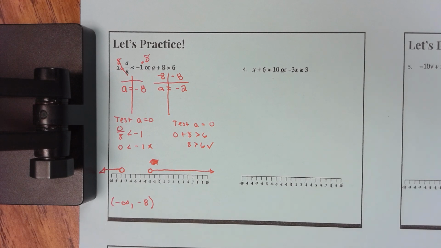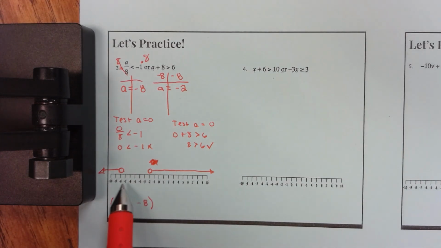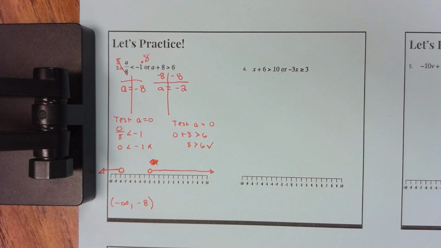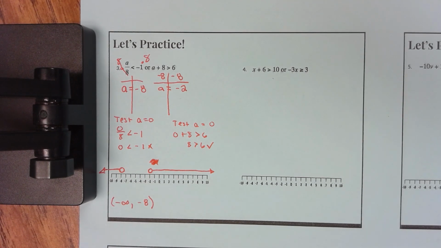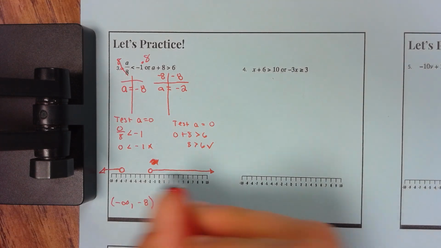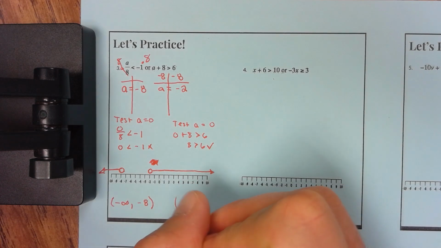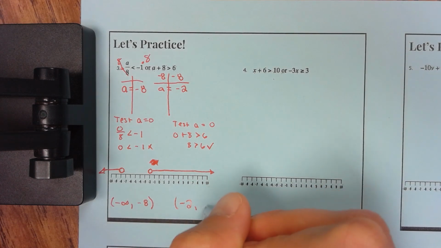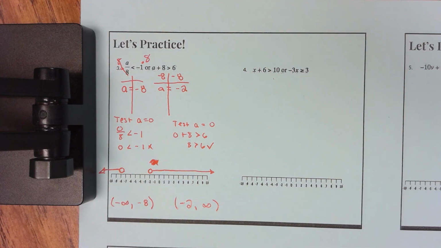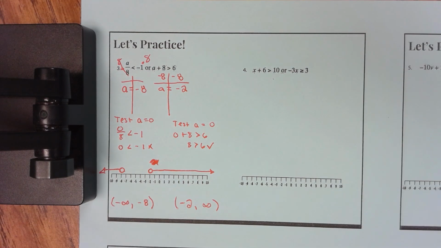The only numbers that are not included in our number line where we're shading are values in between -8 and -2. So an OR inequality is going to have more solutions than, say, just a regular inequality, or for what you do tomorrow, an AND inequality. So now we'll write what this number line is representing in interval notation, and that's all values from -2 to infinity.